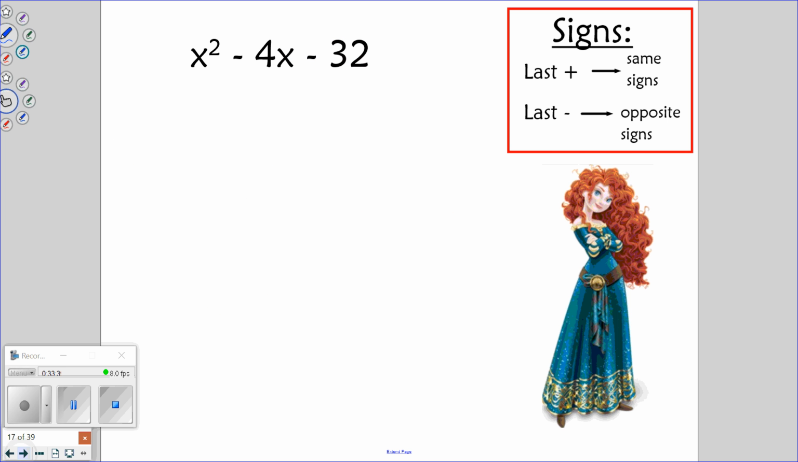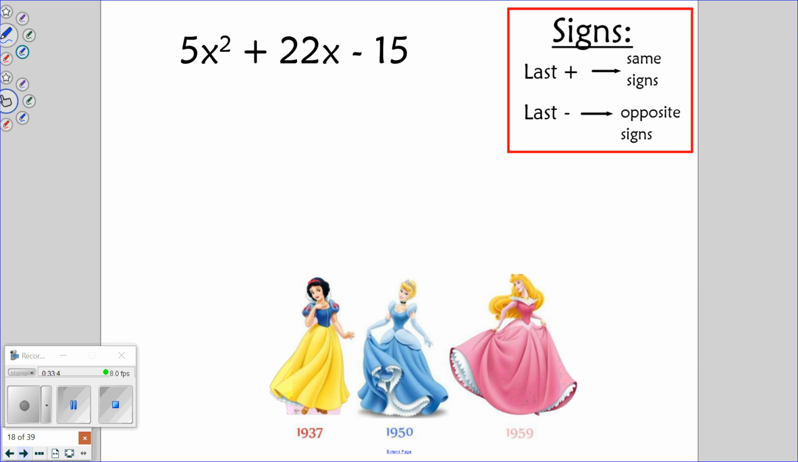All right, I'm going to bypass this one and move on to 5x squared plus 22x minus 15.